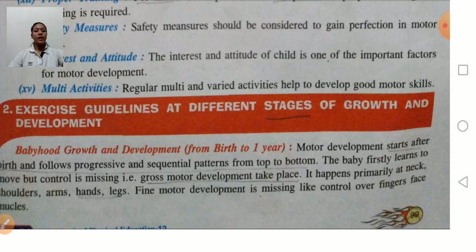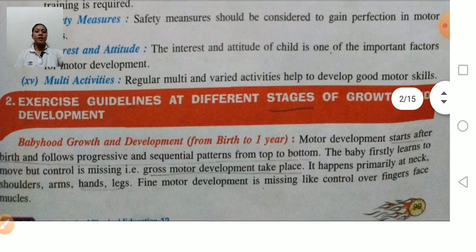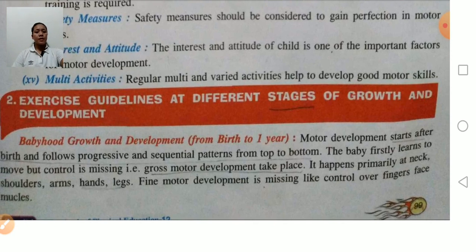Babyhood growth and development. Babyhood means from birth to 1 year. Motor development starts after birth and follows progressive and sequential patterns from top to bottom. As the child is born, from birth itself, the motor development of the child starts. The baby first learns to move, but the control is missing. He is unable to control himself. That is his gross motor development.